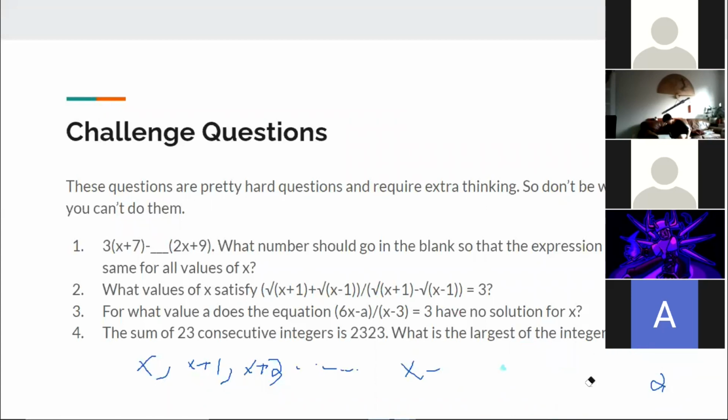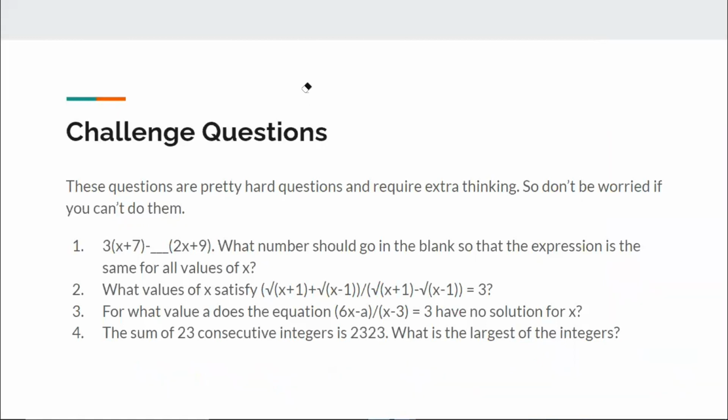The better technique to use is to let the middle number be x, since there are 23 numbers, so there has to be a middle number. The middle number in this case would be the 12th number, because there are going to be 11 numbers ahead of x and 11 numbers behind x. The number ahead of x would be x plus 1, and this number would be x minus 1. You can keep on writing the numbers like this, so x plus 2 and x minus 2. This goes all the way down to x minus 11, and all the way up to x plus 11.